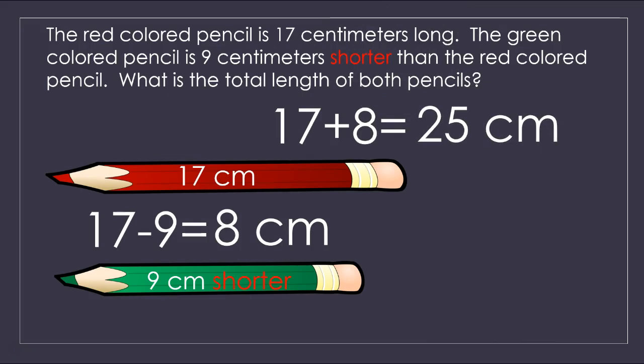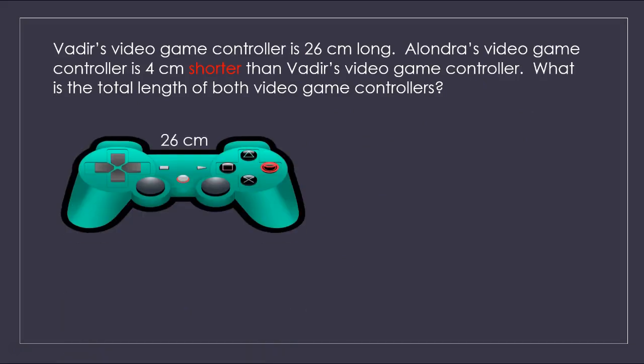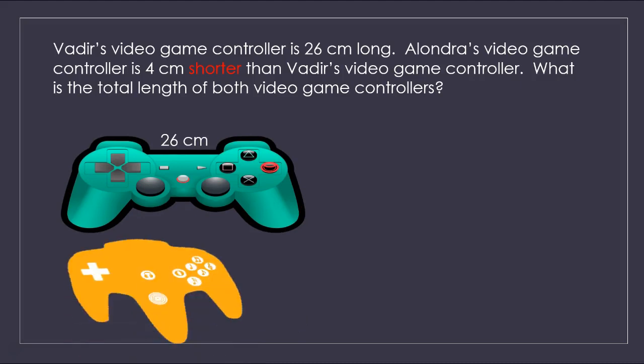If you did, give yourself a kiss on the brain. Vidir's video game controller is 26 centimeters long. Alondra's video game controller is 4 centimeters shorter than Vidir's video game controller. What is the total length of both video game controllers? Go ahead and write down what the first step is we need to do. Now remember, it says shorter, so think about if we need to add or subtract.